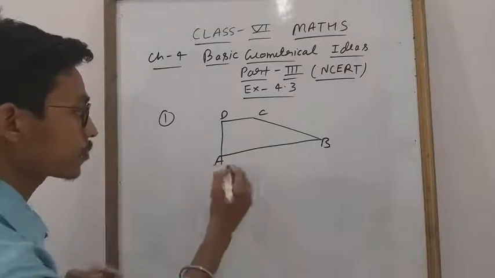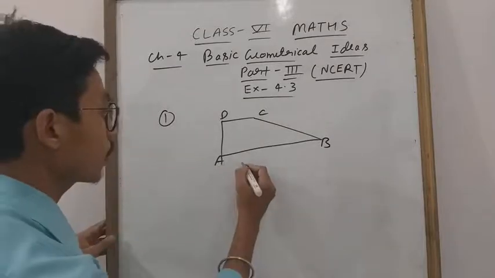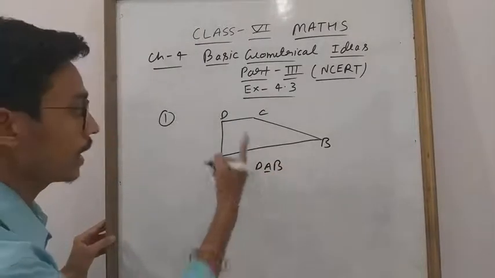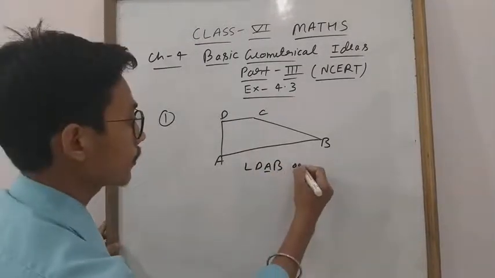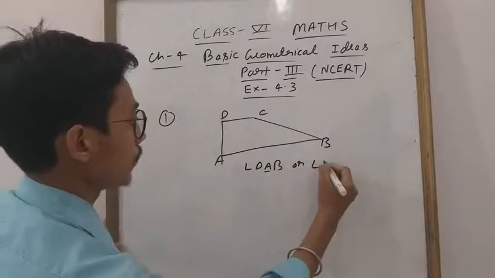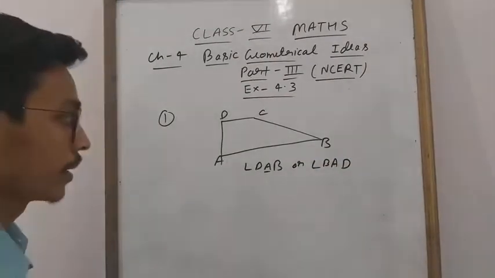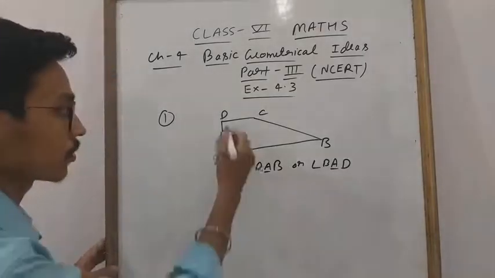I will explain. The angle letter should be in the middle. In the middle, you can write angle DAB. See, A is in the middle. Another name, students, you can write is angle BAD. Okay, everyone. They are the same because A is in the middle. So this is angle A.